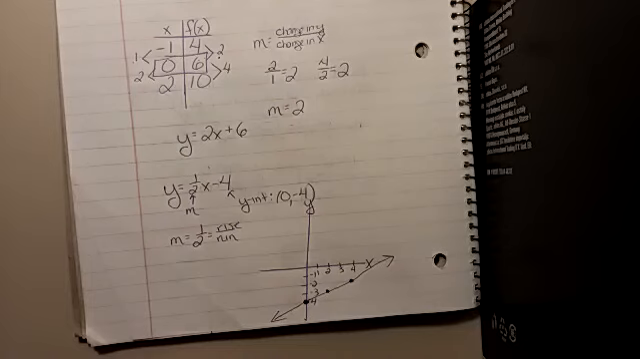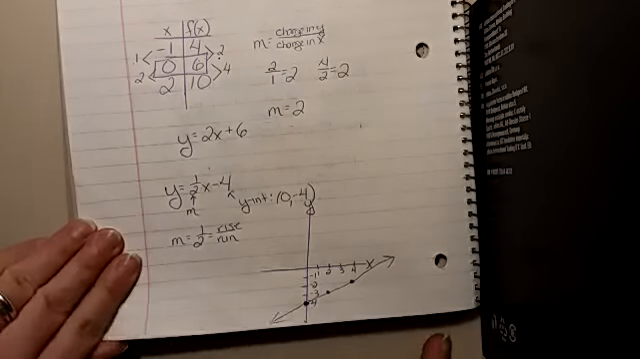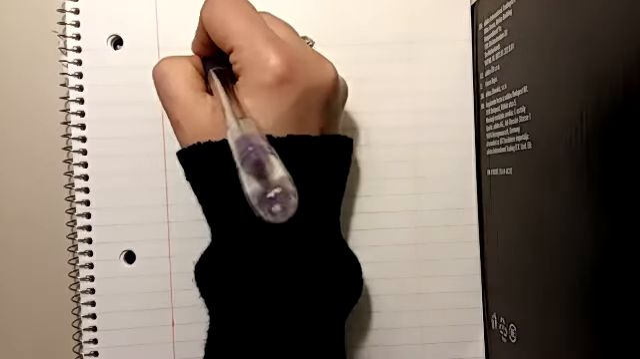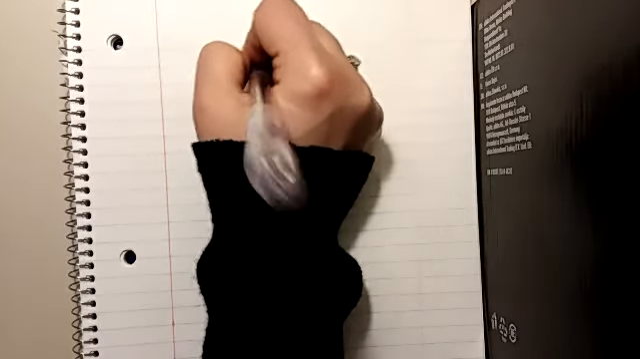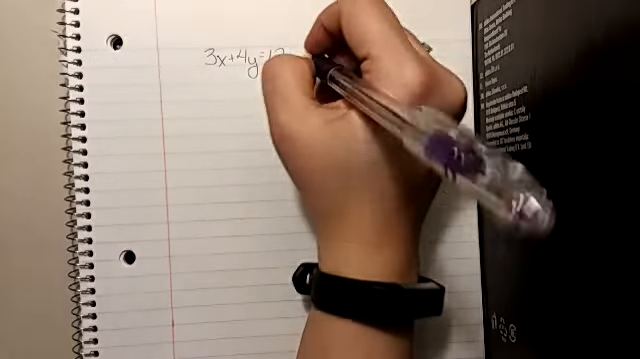Okay, last but not least, can we go full circle with an equation that is not in y equals mx plus b form and still do this entire process? So I have 3x plus 4y equals 12. I need first to solve for y.